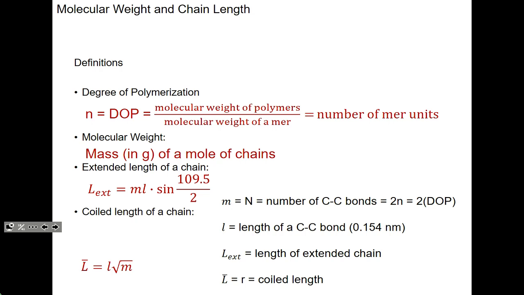So let's see. We've defined degree of polymerization. If you know the molecular weight of your polymer and you know the weight of one mer, that ratio gives you the number of mer units. That's your degree of polymerization. So if you have a higher degree of polymerization, that means you have a longer chain. You have more repeat units, right? And that also increases the molecular weight of your polymer.